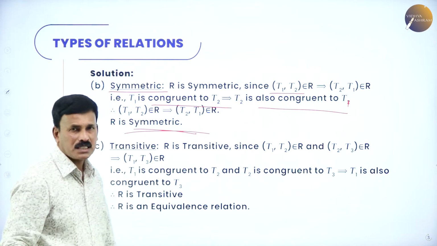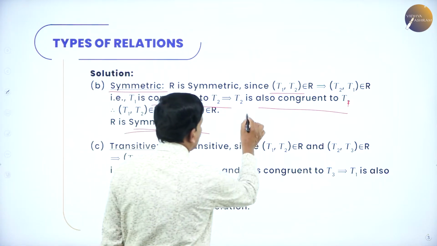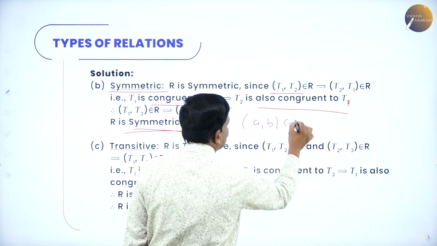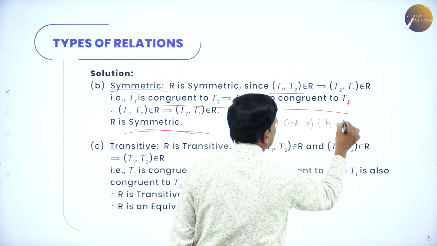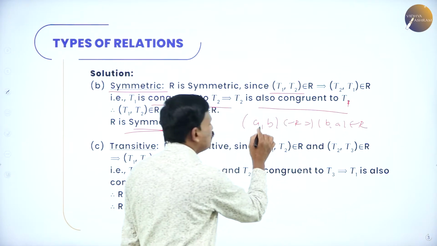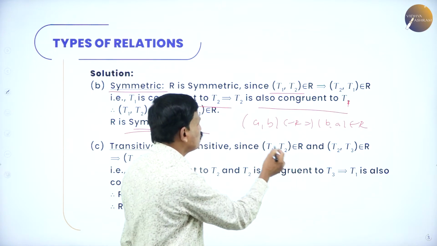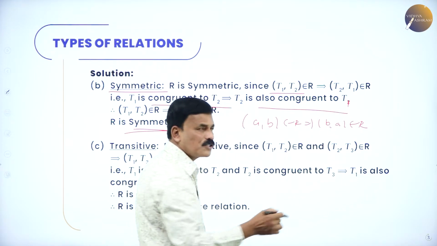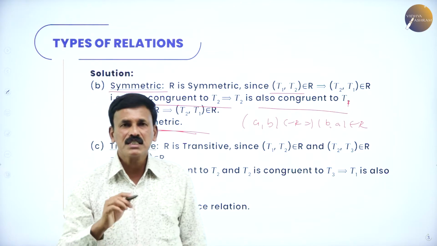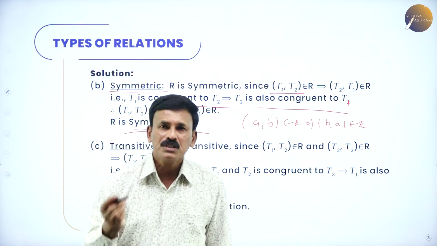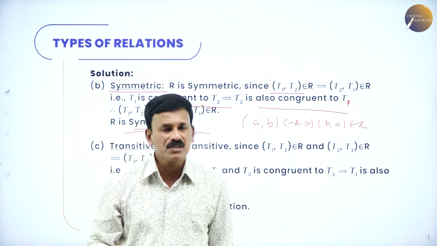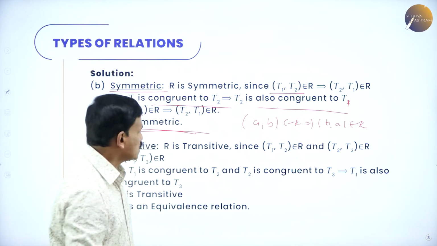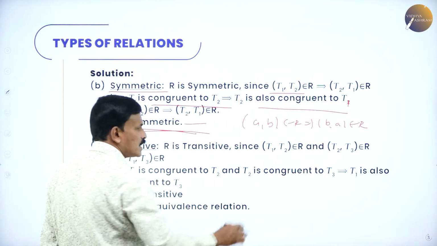Therefore, R is symmetric. That is, (A, B) belongs to R implies (B, A) also belongs to R. (T1, T2) belongs to R implies (T2, T1) also belongs to R. If the first triangle T1 is congruent to T2, T2 is also congruent to T1. Therefore, R is symmetric. Symmetric relation is satisfied.